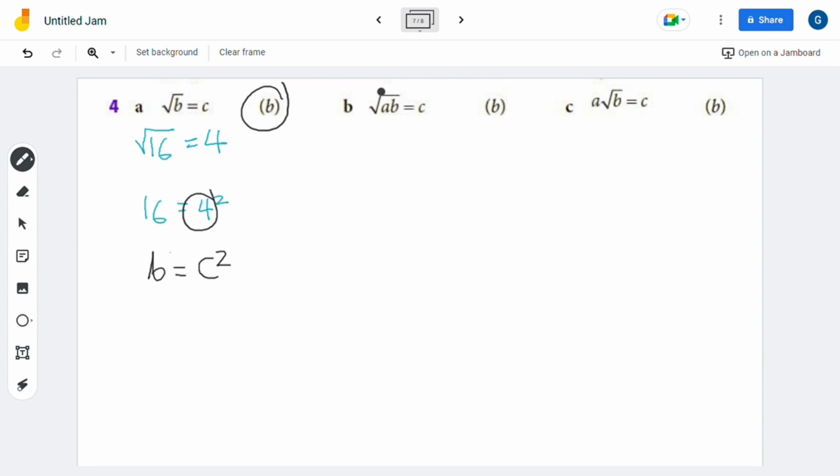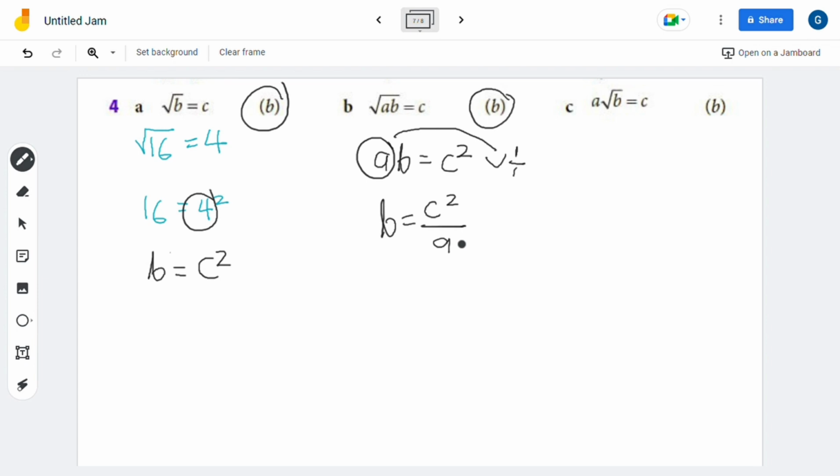And here the square root of ab equals c, and we need to make b the subject. Using the same concept here, ab will equal c squared. So we shift a over. Here it means that a times b equals c squared. So if we shift a over, it will become a divide. So b will equal c squared divided by a.